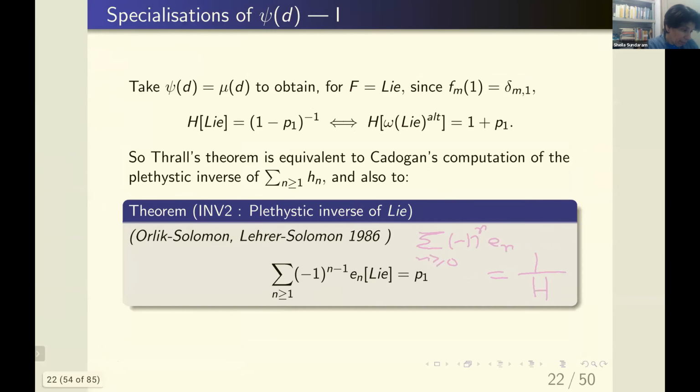So you get a lot of identities that way also. Okay, so that's good. So now we know what the plethystic inverse of the Lie's is. It's something fairly simple. I wrote Orlik and Solomon and Lehrer and Solomon, so this is intimately connected with the cohomology of the configuration space related to the braid arrangement. So there's a whole area of research there. I won't go into that either.